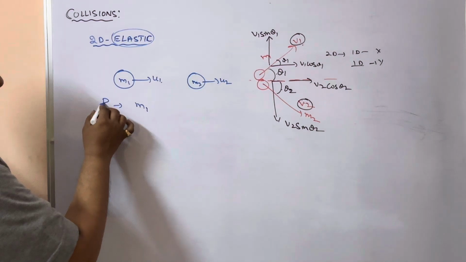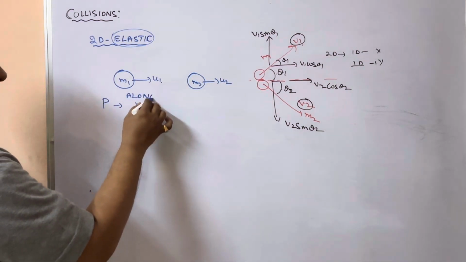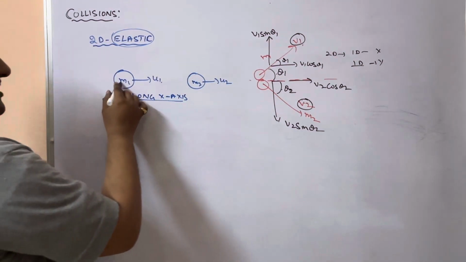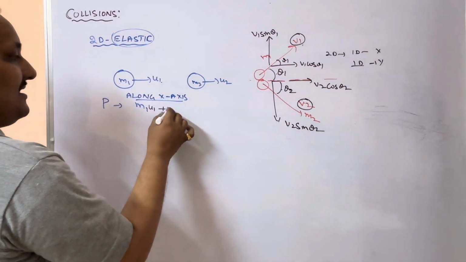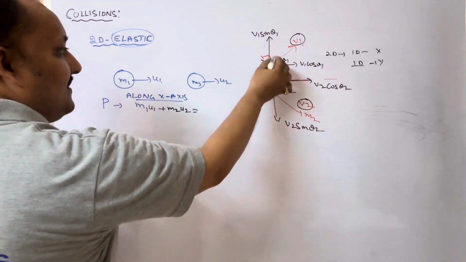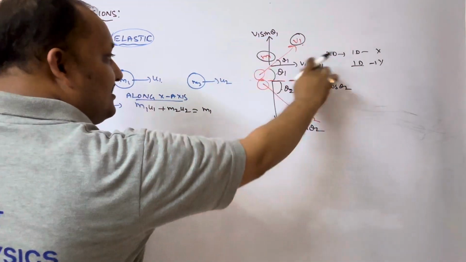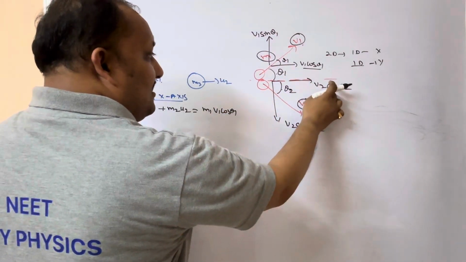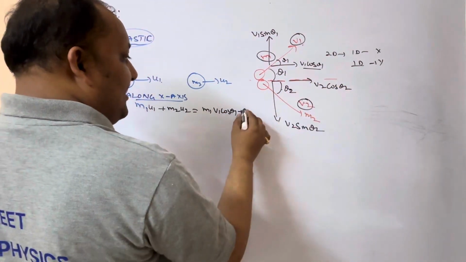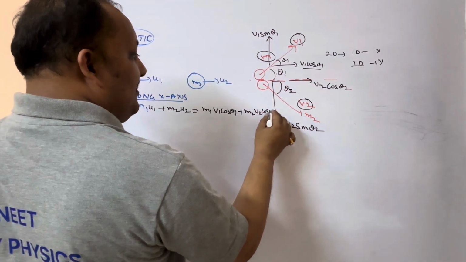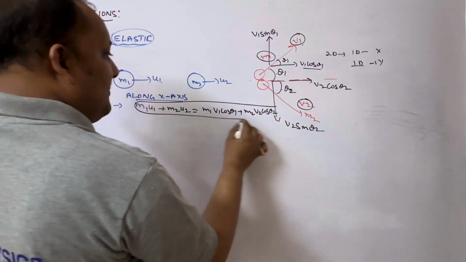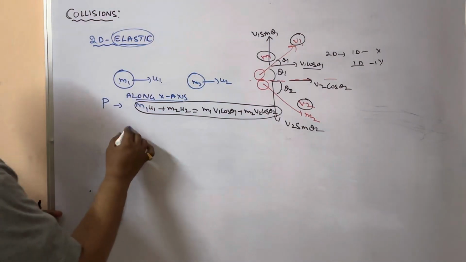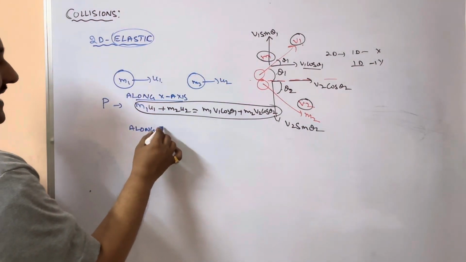According to the law of conservation of momentum, first we have to discuss along the x-axis. Along the x-axis, both the objects are moving along the x-axis. Therefore, m1 u1 plus m2 u2 is equal to m1, and what is the velocity along the x-axis here? v1 cos theta 1. What is the velocity along the x-axis of the second object? m2 v2 cos theta 2. So this is the formula according to the law of conservation of momentum along the x-axis. Now we will see along the y-axis.